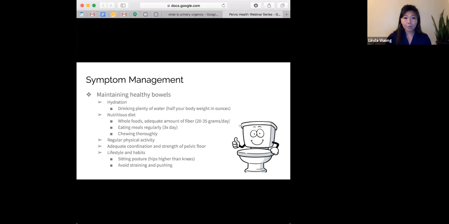Okay, symptom management for healthy bowels kind of runs on the same list as bladder. So looking at hydration, making sure you drink plenty of water. Nutritious diet, so whole foods, adequate amount of fiber. Fiber is a really big one. Generally speaking, we're recommending 20 to 35 grams a day. That depends on the person. You also don't want to overdo the fiber because that could back you up.